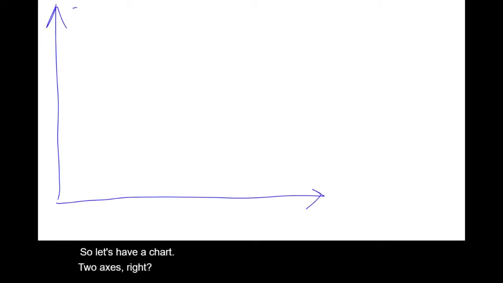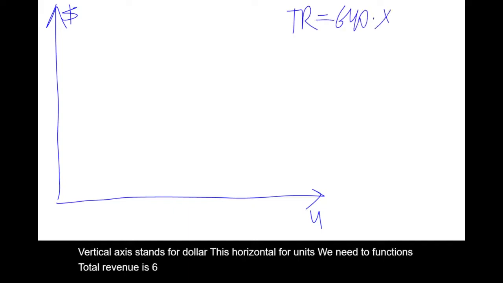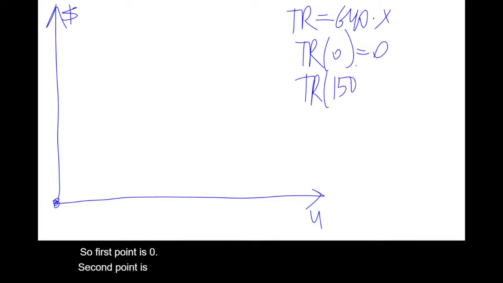Okay, so let's have a chart. Two axes, right? Vertical axis stands for dollars, horizontal for units. We need two functions. Total revenue is 640 times X, right? So we build it, it's a straight line. We use 2 points. First point is 0. Second point is maximum, if we have it. If not, we use break-even point. Remember that, right?